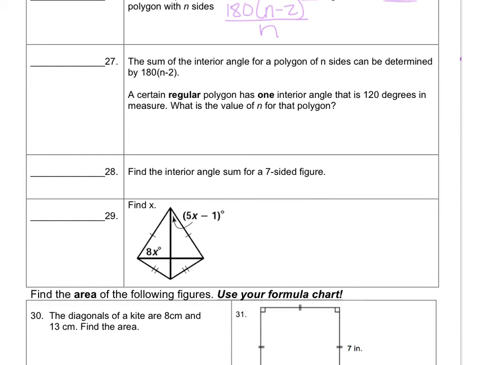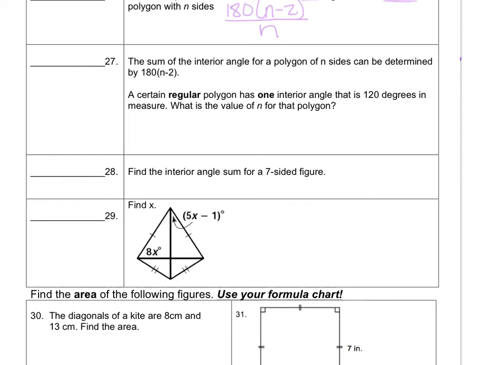Okay, 27 is the same type of thing. 27 and 28 kind of go together. So we just found the formula for only one angle. Okay, so on 27 it says the sum of the interior angles for polygons of n sides can be determined by 180(n minus 2). We know that. We have that right here.